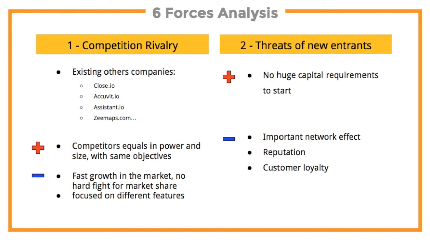So for example, for the competition, we know that the competitors are equals in power and size, so the competition will be higher. And on the other end, there is fast growth in the market, so there will be no hard fight for the market share. And furthermore, the companies are focused on different features. So for the competitive rivalry, we have a middle level.